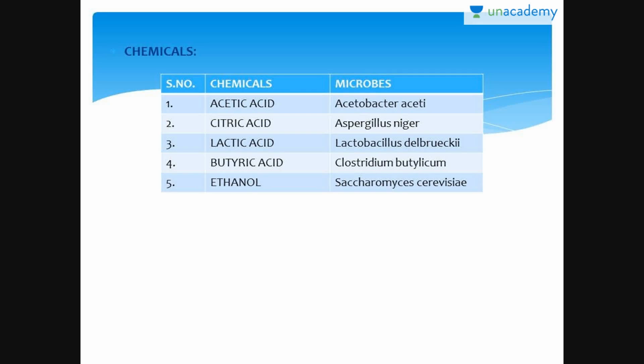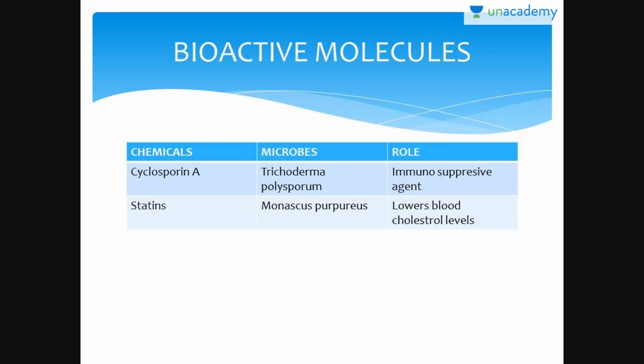There are chemicals which are produced by microorganisms. So there is Acetobacter aceti, responsible for the formation of acetic acid, which is present in vinegar. Aspergillus niger, which produces citric acid, present in lemon. Lactobacillus delbrueckii, which produces lactic acid. Clostridium butylicum is butyric acid, present in butter. Saccharomyces cerevisiae produces ethanol.